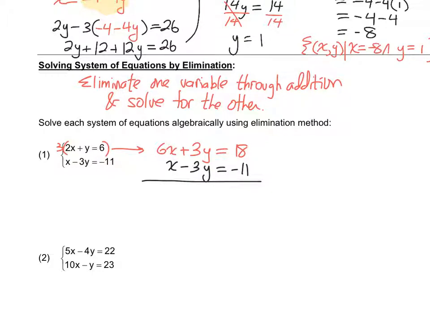add the two equations together, and you'll see that the y's cancel out. All right, and so we get 7x equals 7. Divide by the 7, and we get x equals 1. All right. We still have to find the y value, but that was a pretty easy way to figure out the x.